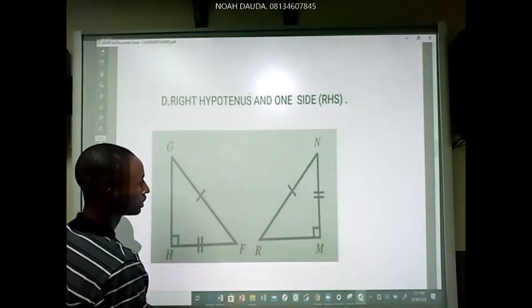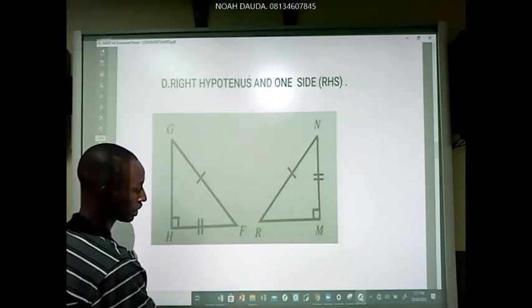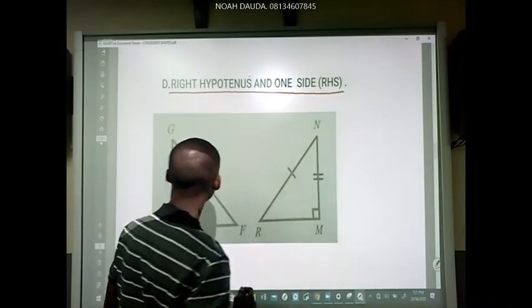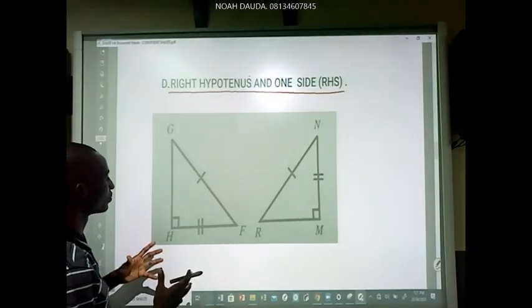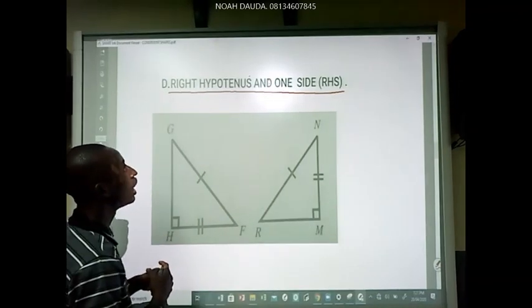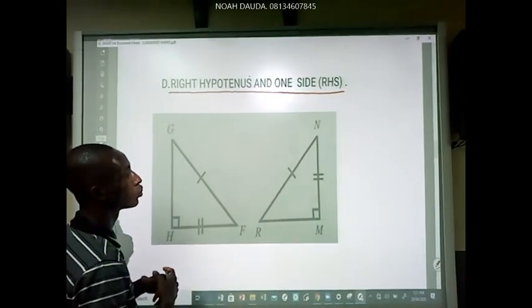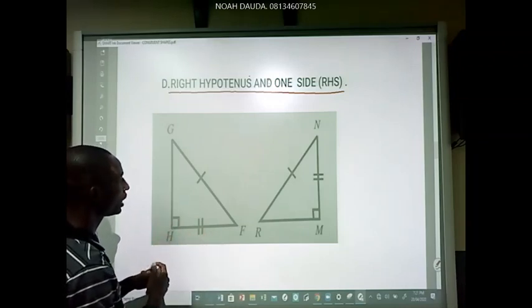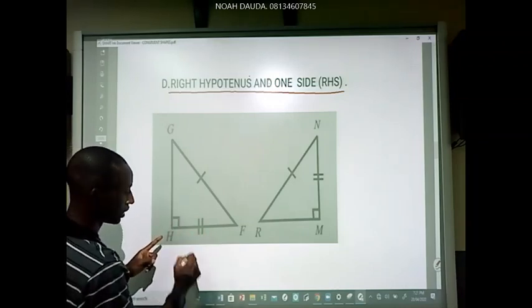Alright, the next one says right angle, hypotenuse and one side. What does that really mean? So this is what it means. We have two right-angled triangles, and the question is, are these two triangles similar? Now, looking at these two triangles, this is your adjacent.